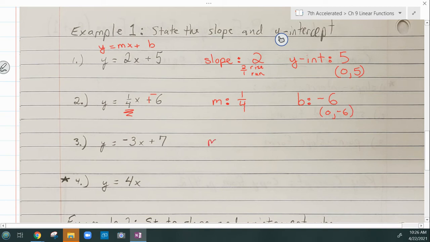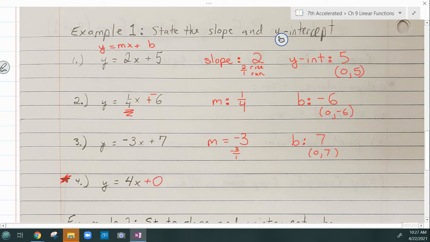Keep it going. M equals -3. Remember, we can always write our slope as a fraction as well. And our y-intercept is going to be 7, and we can always think of that as a coordinate 0, 7. Last one. Uh-oh, this one's weird. That's why I put this little star here. All right. Well, if there's nothing there, then it's like the identity property. What will I add but not change the value?